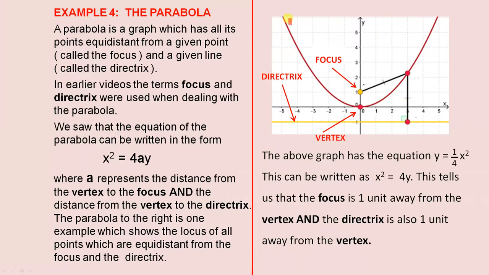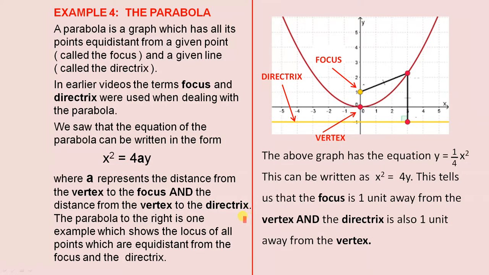Example 4, the parabola. A parabola is a graph which has all its points equidistant from a given point, called the focus, and a given line, called the directrix. In earlier videos, the terms focus and directrix were used when dealing with the parabola. We saw that the equation of the parabola can be written in the form x squared equals 4ay, where a represents the distance from the vertex to the focus and the distance from the vertex to the directrix.